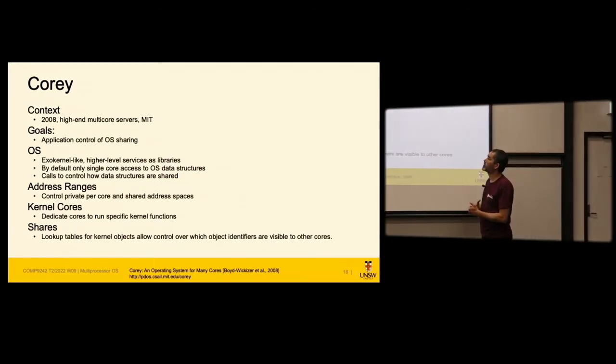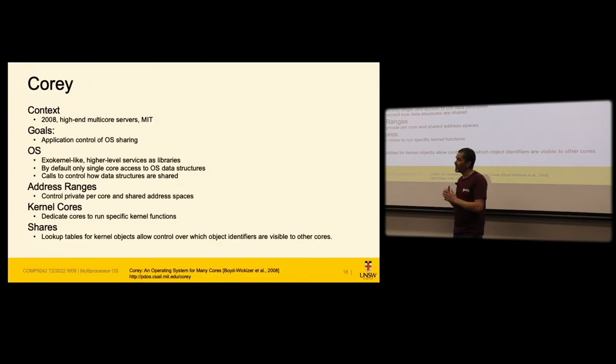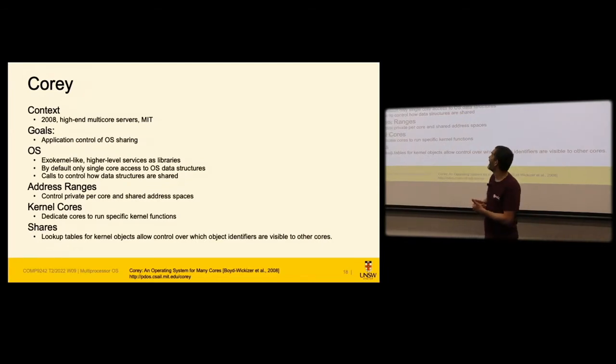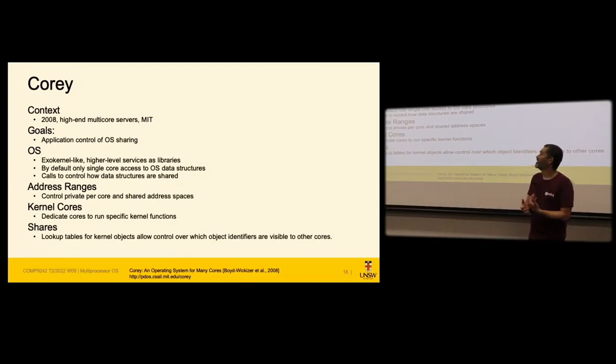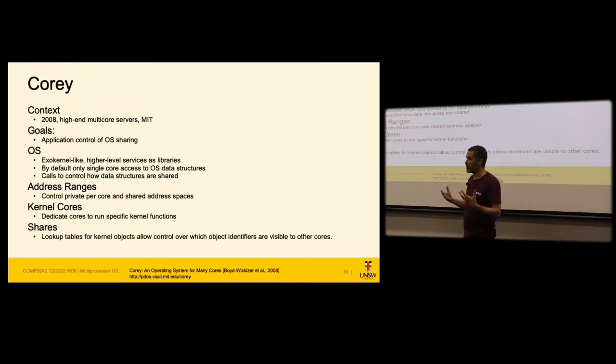So a different approach is represented by Corey. So this is a system. The context here is, this is around 2008. We're starting to get high-end multi-core servers. So people are starting to get interested in, oh, we're going to end up in this many core world, right? We've got 50 cores, we're going to go towards hundreds of cores and so on. So we really need to tackle this problem.